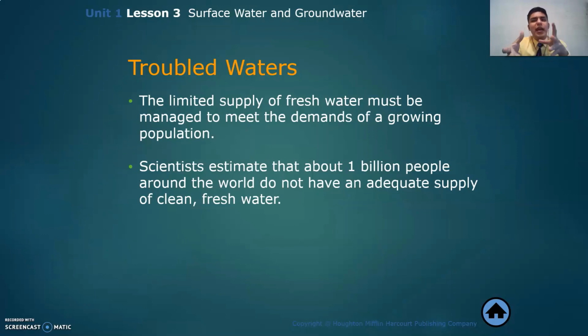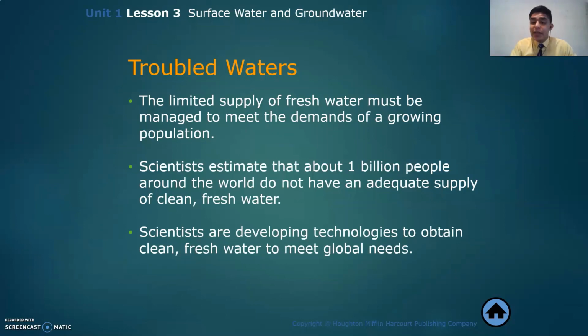Do you think there are people in our country that don't have an adequate supply of clean water? Well, in fact, yes, unfortunately in our country there are many people that don't have access to clean water. Imagine how sad that is. Right now we are living in the center of our department. But if we go to towns that are a little bit more isolated, most of them don't even have clean water. So they have to access rivers and other water resources around in order to have access to this very important resource. Scientists are developing technologies to obtain clean, fresh water to meet global needs.